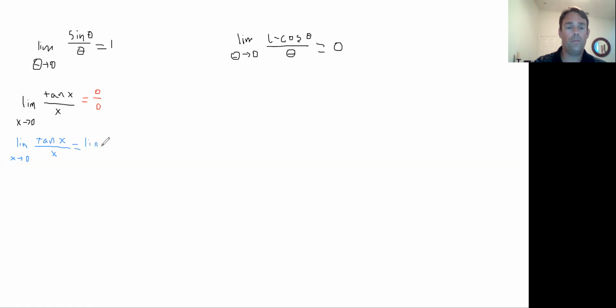So the limit as x approaches 0, I'm going to move this out in front: 1 over x, and tangent of x is the same thing as sine over cosine. So I can make this 1 over x times sine over cosine. And since we're multiplying, order doesn't matter. So how about I change that up a little bit, and I end up with sine x over x and 1 over cosine.